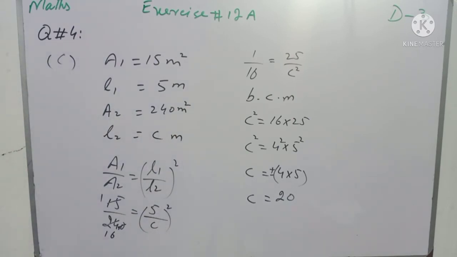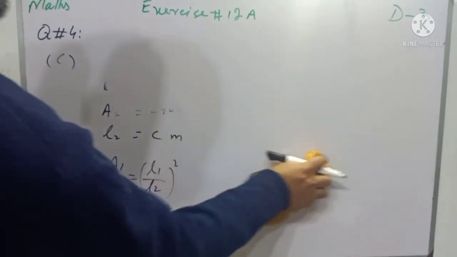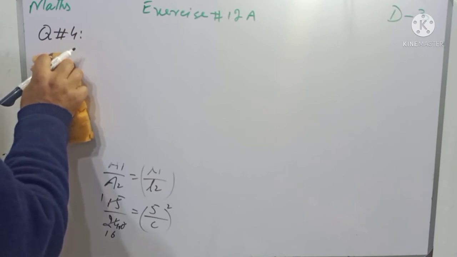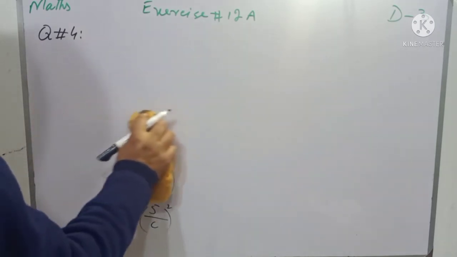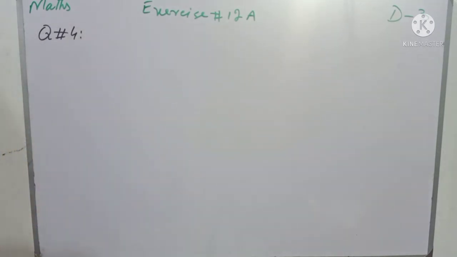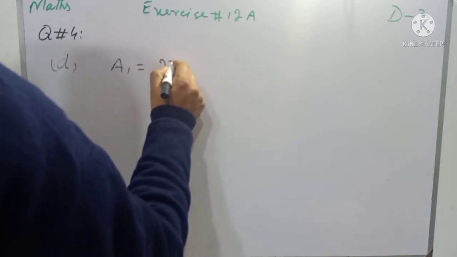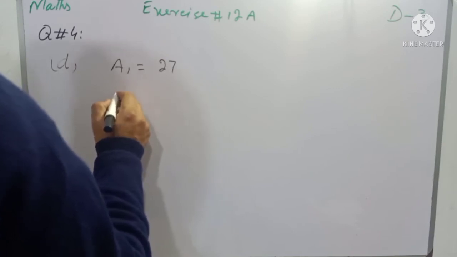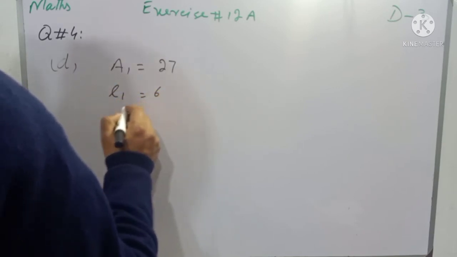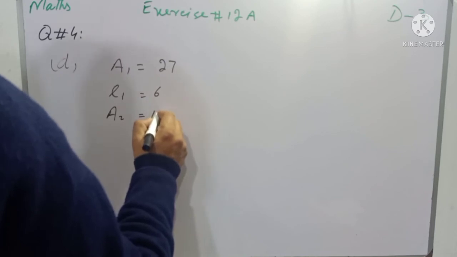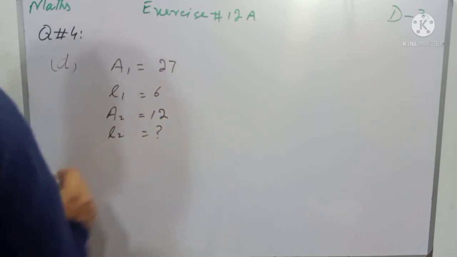Now students, I am going to solve the last part of question number 4, and in the last part again, I don't have the figures, so in students last part, D part, A1 is given, that is 27, and length of first figure is 6, whereas area of figure 2 is 12, and length 2 we have to find.